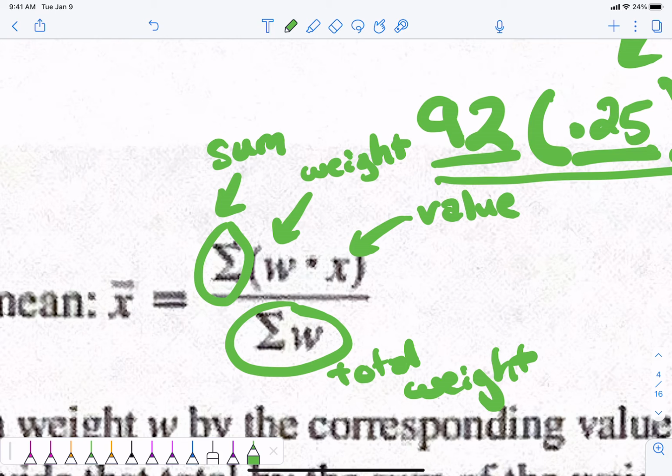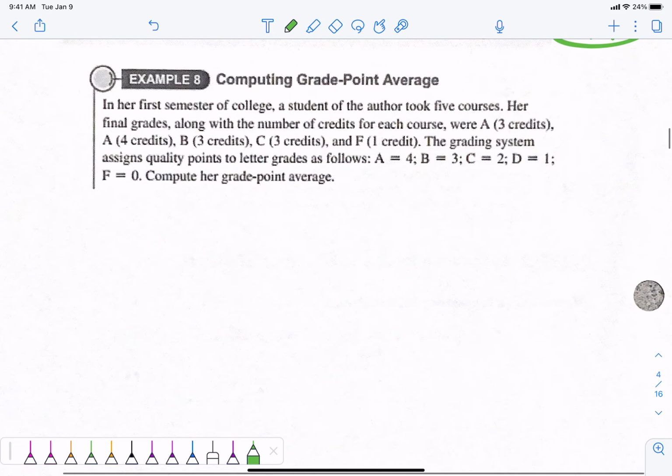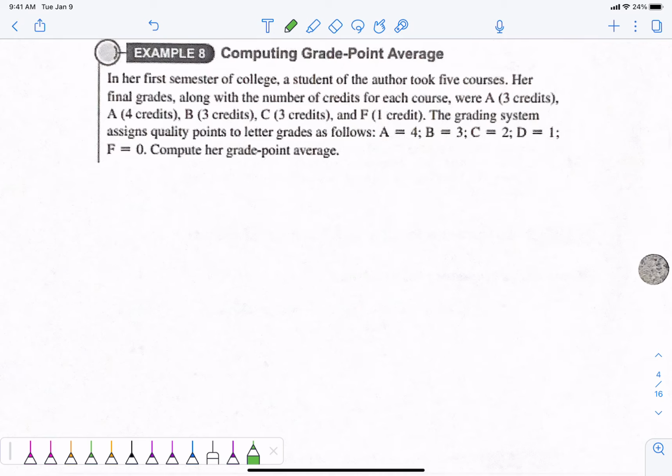This next example is going to be a little bit confusing because they use A, B, C, D to represent this. It's not terribly confusing, but you've got to kind of listen. So, in her first semester of college, a student of the author of this book, evidently, took 5 courses. Her final grades, along with the number of credits for each course, were: she got an A in a 3-credit course. She got another A in a 4-credit course.